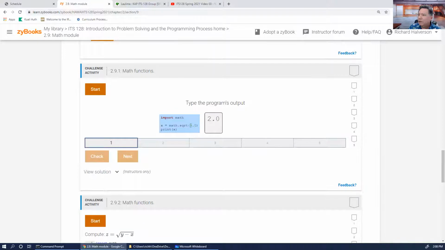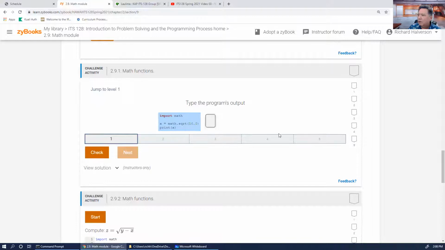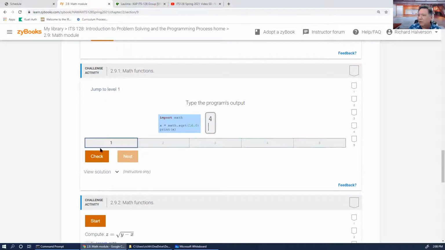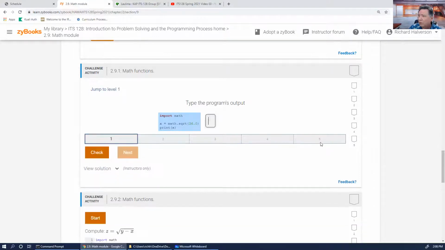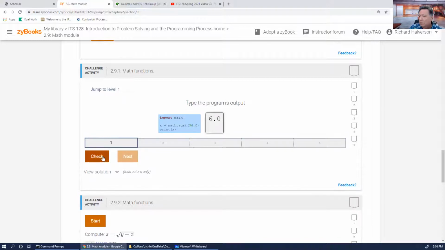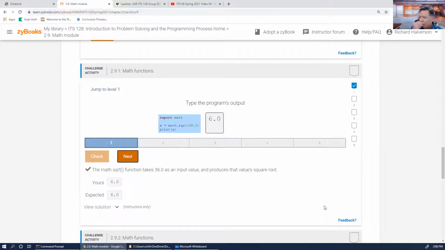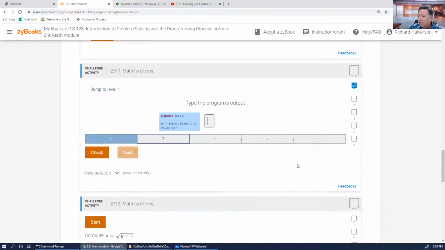Math functions, this wants you to say what the square... okay, so yeah, right. So what's the square root of 16? It's 4. You gotta make sure you press that enter thing. Oh. Oh, poopity poop. 6.0. All right. Okay.